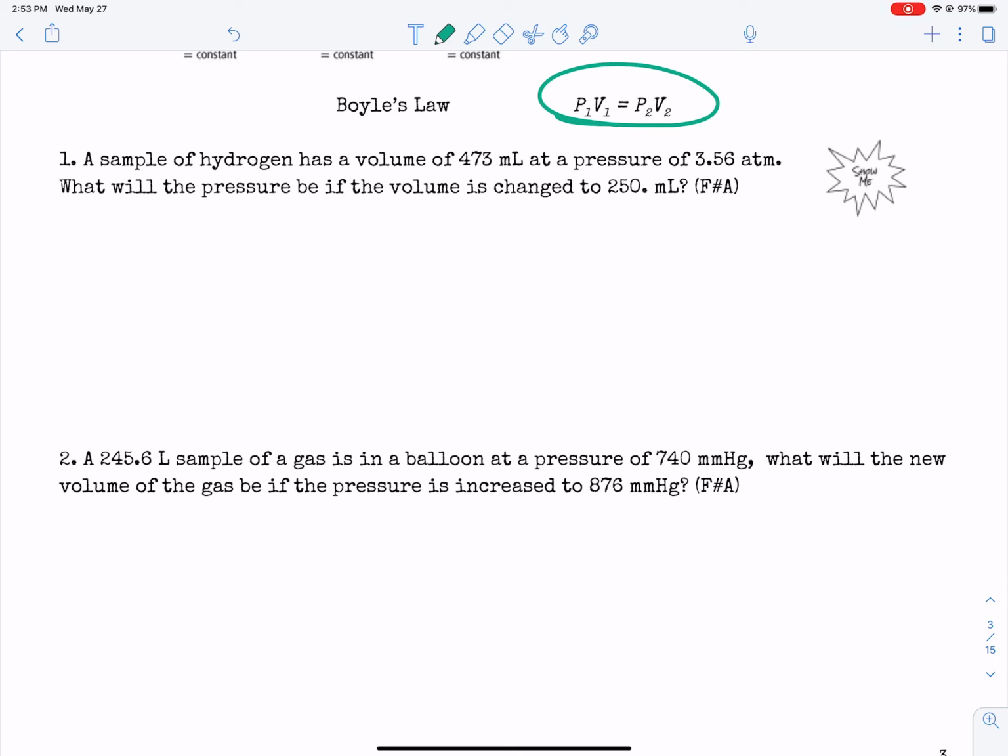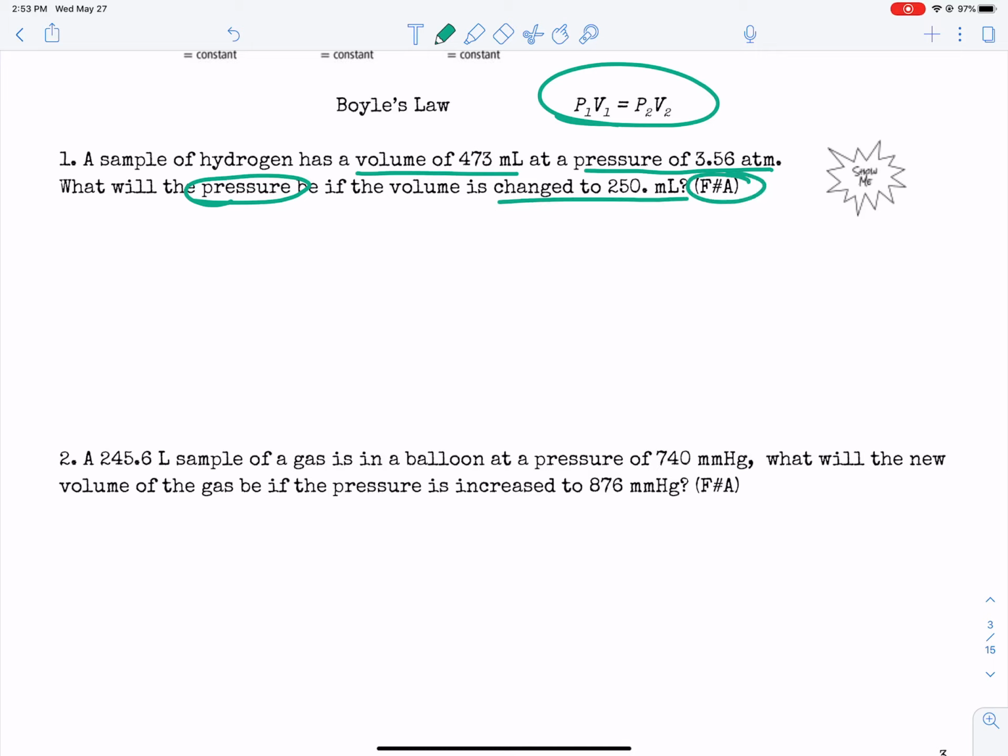So we are going to do lots of sample problems with this. The first one says a sample of hydrogen has a volume of 473 milliliters at a pressure of 3.56 atm. What will the pressure be if the volume is changed to 250 milliliters? Circle the do. What will the pressure be? Underline the clues. I have an original volume and an original pressure, and this is my new volume.